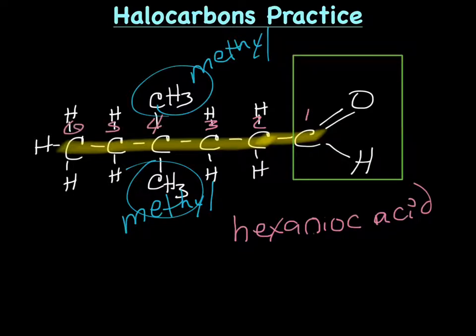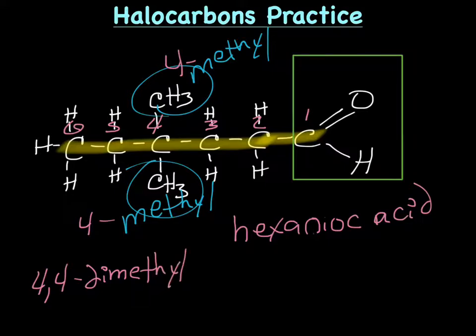So we have 4-methyl and 4-methyl. And we already determined that the parent chain is called hexanoic acid. So we're going to have 4,4-dimethylhexanoic acid.